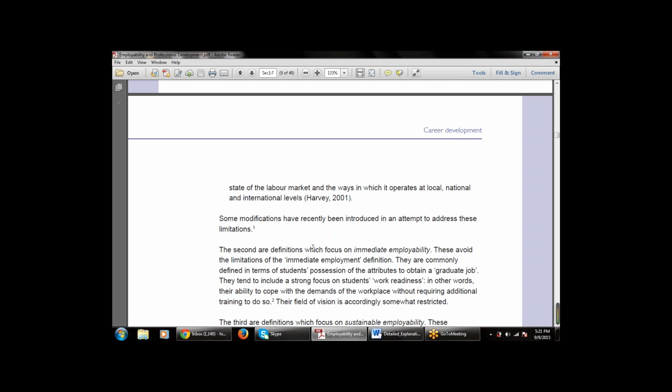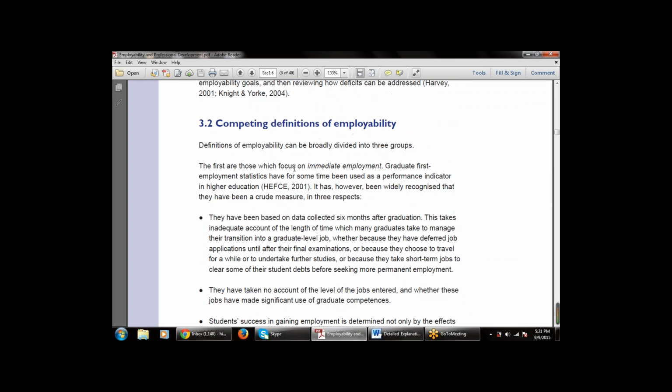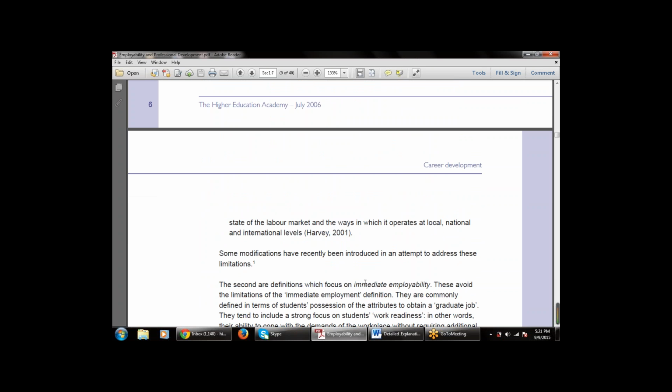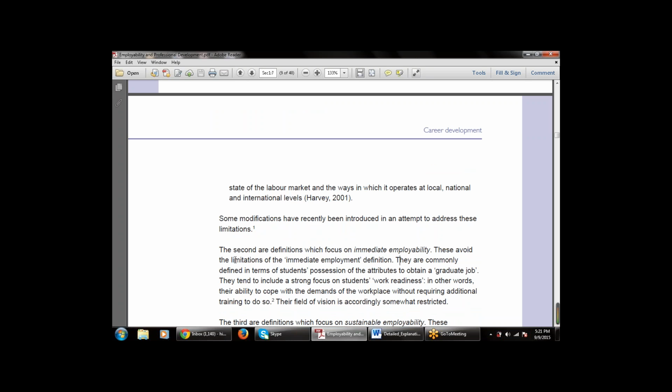Now, second are the definitions which focus on immediate employability. These avoid the limitations of the immediate employment definition, that is, how to limit or how to use the immediate employment definition.